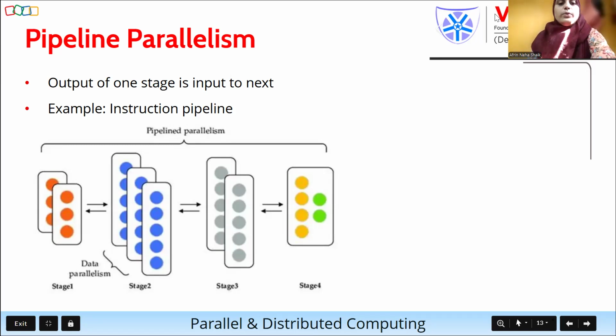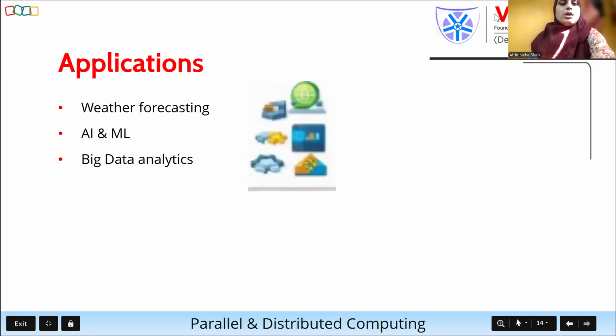Now, moving to applications. I would like to discuss some applications of parallel and distributed computing. It is widely used in many real-world applications like AI and ML, that means artificial intelligence and machine learning, big data analytics, weather forecasting and scientific research. AI and machine learning train large neural networks faster by processing the data in parallel on GPUs and distributed clusters. In big data analytics, technologies like Hadoop and Spark process massive data sets by distributing tasks across multiple systems.